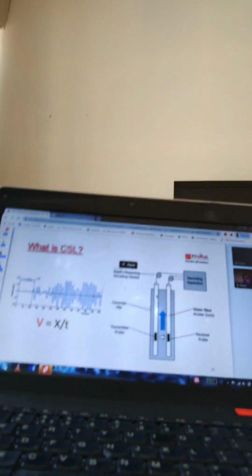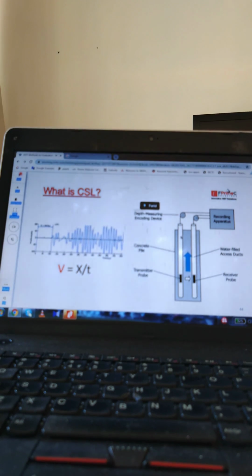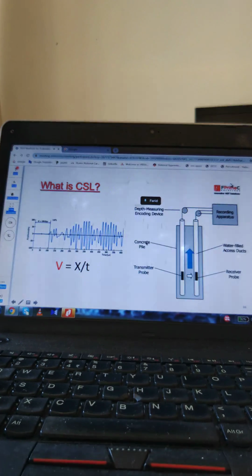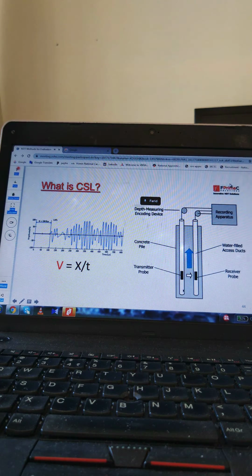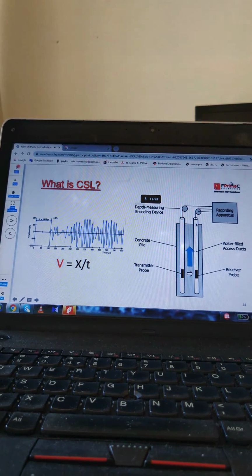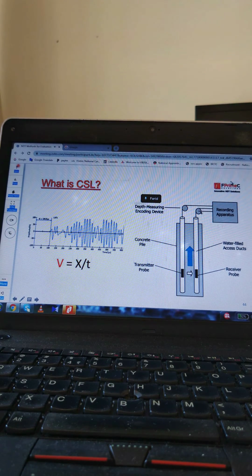We installed a tube inside the caisson. After we fill the caisson with water, we send the sensor to the end of the tubes, and we pull the sensor up at each location.